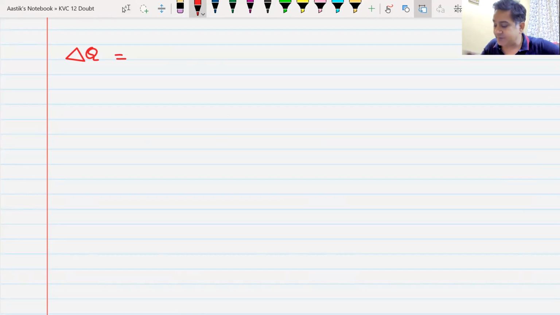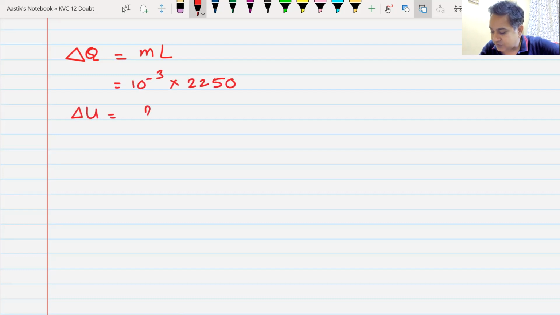mL. Yes, mL. M is given, L is given. M, I think, is given as 10 raised to the power minus 3. How much is L? 2250. Okay. You have to find out delta U. Okay, delta U is question mark. How do you find out work done? This process happens at a constant pressure, but something has changed. What has changed, my dear friend? P into V2 minus V1. That's it. And that is your answer, my dear friends.